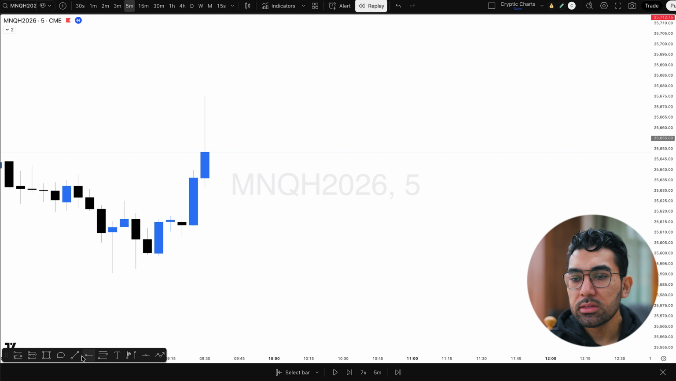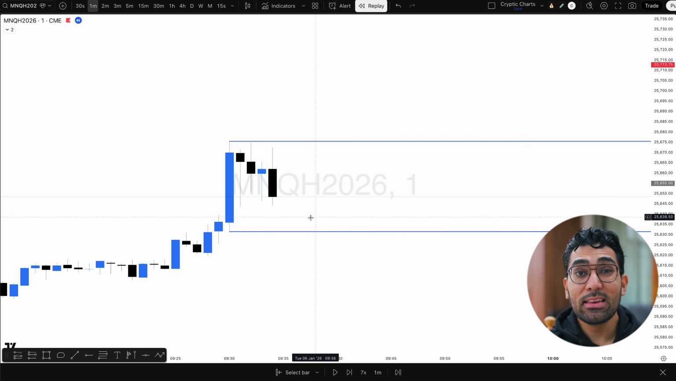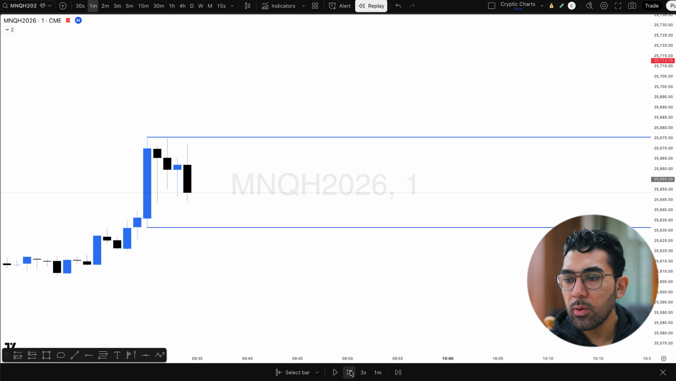We're just going to mark out the high of the candle and we'll mark out the low, right? Switch over to the 1 minute time frame. You might notice that this range is a lot tighter than what we had before, but that's okay. Let's go ahead and see what happens here.